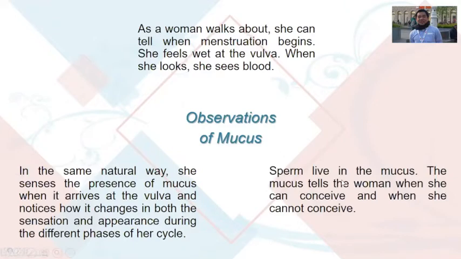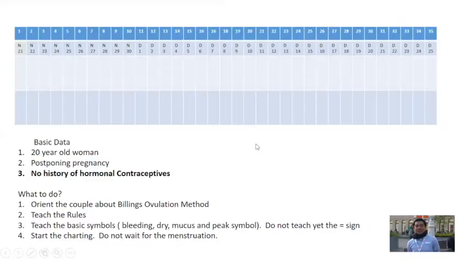Okay? Sperm cells live in the mucus. If there is mucus, the sperm will survive. You studied that during the first Saturday, no? The mucus tells the woman when she can conceive and when she cannot conceive, no? So the mucus is an indicator of fertility. Now let's begin the charting, okay?